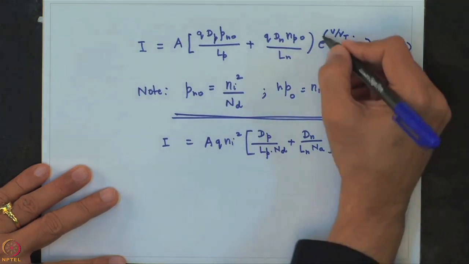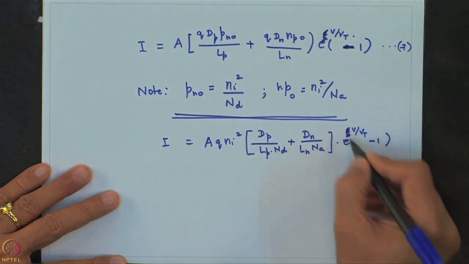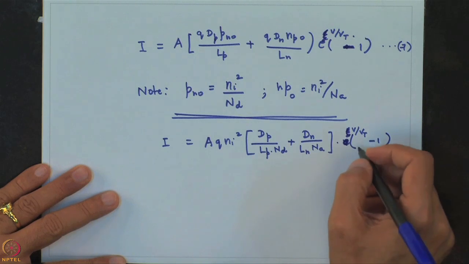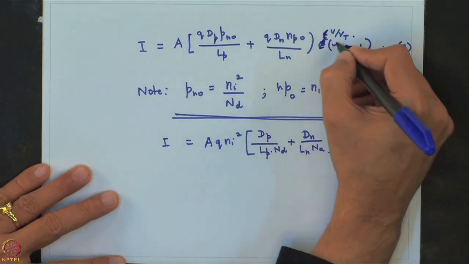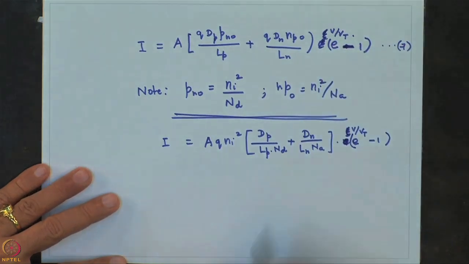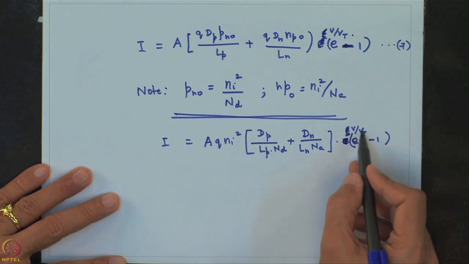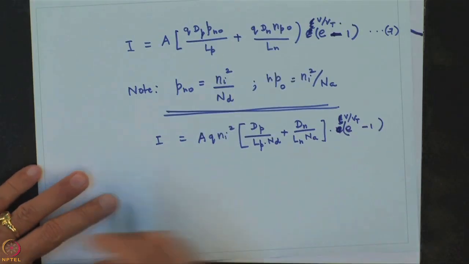There is a small change that you can do. The bracket actually should come like this, not here. It should come like this, and e should be inside. So it is e raised to power V over Vt minus 1 here, and they are in the bracket, just for easy readability.